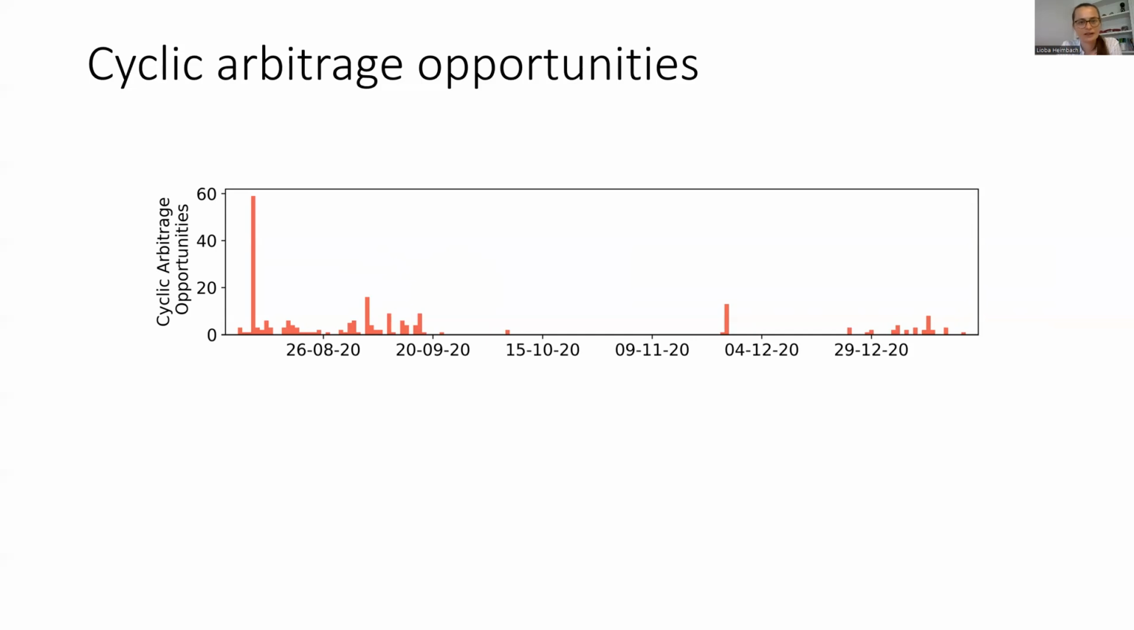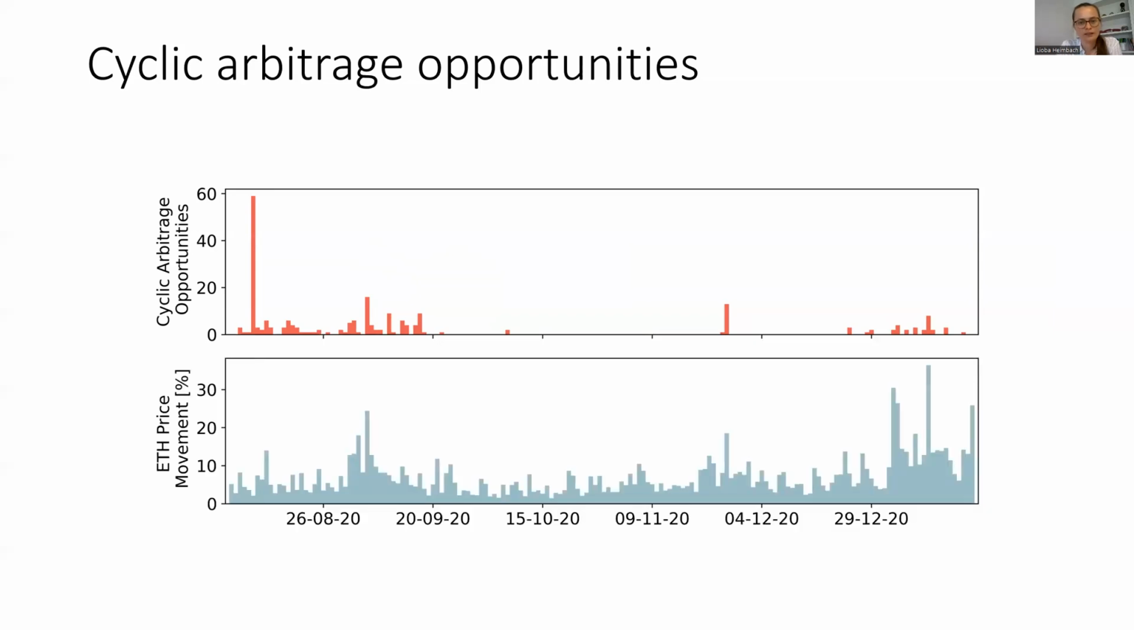And this is really a time where the volume of Uniswap exploded. It increased by 700% within 6 weeks. But after this initial volume explosion, the cyclic arbitrage opportunities become much less.